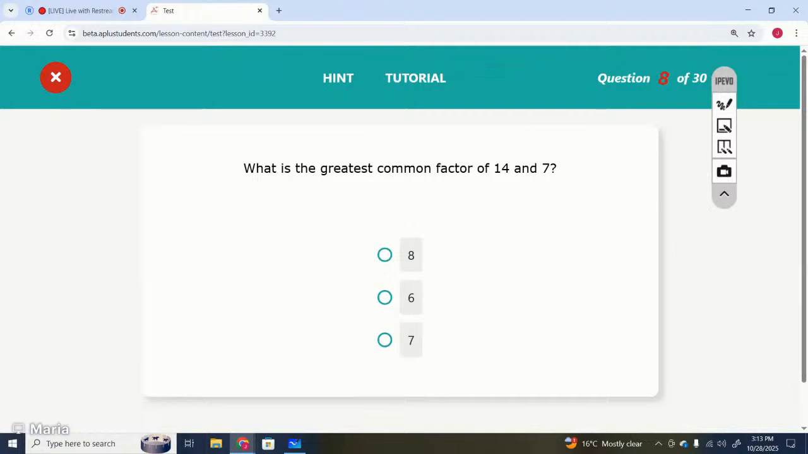What is the greatest common factor of 14 and 7? That is 7. Option number 3 is the correct option.